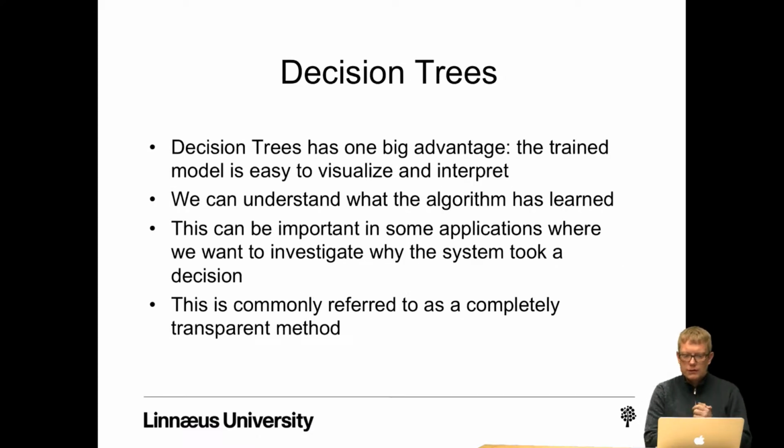So decision trees has one big advantage. The trained model is easy to visualize and interpret, so we can understand what the algorithm has learned, in contrast to some other algorithms that are more black box for us. This can be important in some applications where we want to investigate why the system took a decision, and this is commonly referred to as a completely transparent method. We can see what the method has learned.